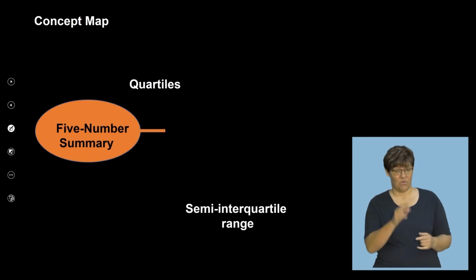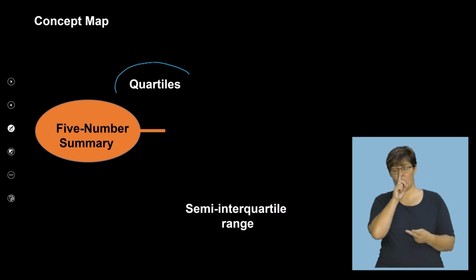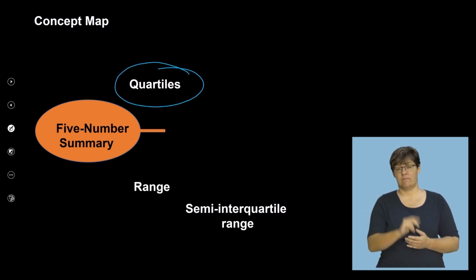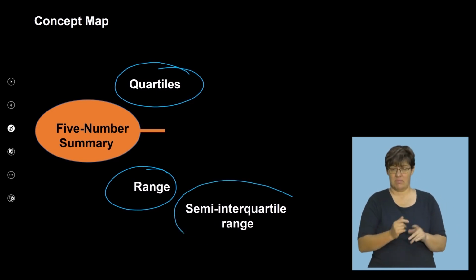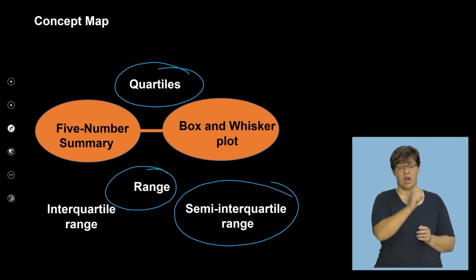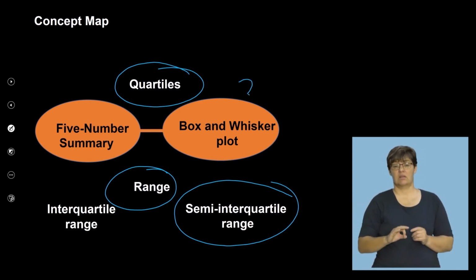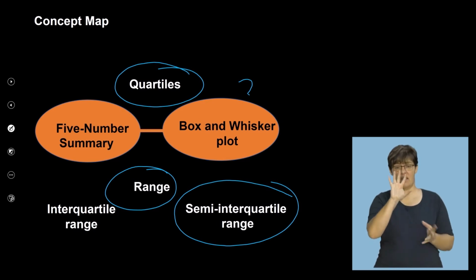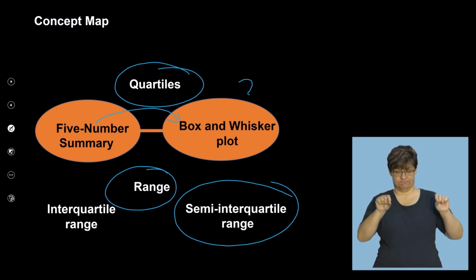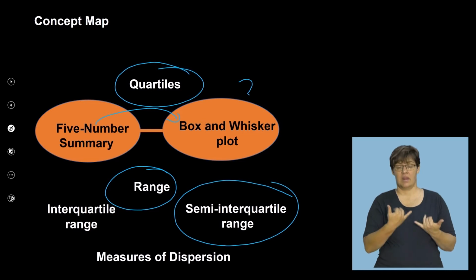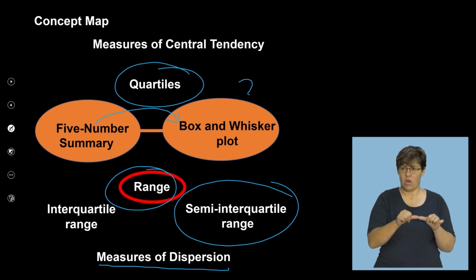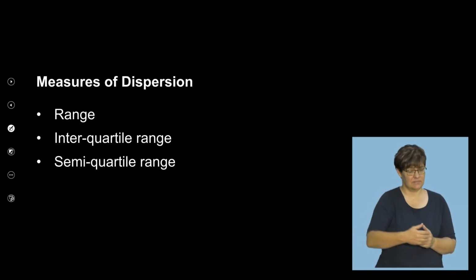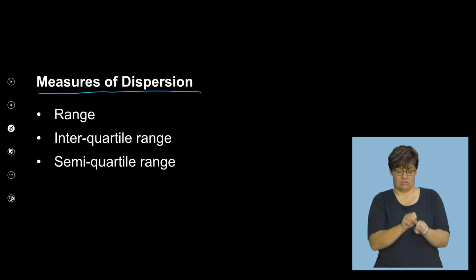Now we've looked at the 5-number summary, we looked at quartiles, and we'll look at range, which is maximum minus minimum. We'll look at the interquartile range. The whisker plot is very powerful. We looked at that, which is drawn from the 5-number summary, and at measures of dispersion and measures of central tendency. So we're going to look at range. These are the measures of dispersion.